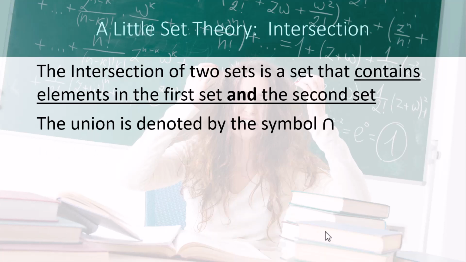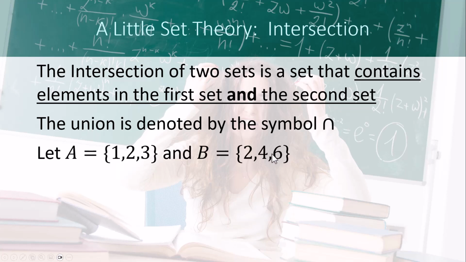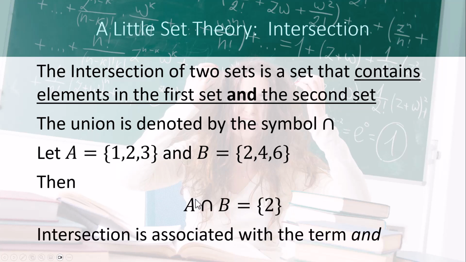The intersection of two sets is a set that contains the elements that are in both the first and second set. And as an example, well, let's start off with A and B again. Here we have 1, 2, and 3. B has 2, 4, and 6. The only element that is in both sets is the element 2. As a consequence, the intersection of A and B is 2. And also notice that we associate the intersection with the term and. The intersection of two sets are all those elements that are in set 1 and also in set 2.